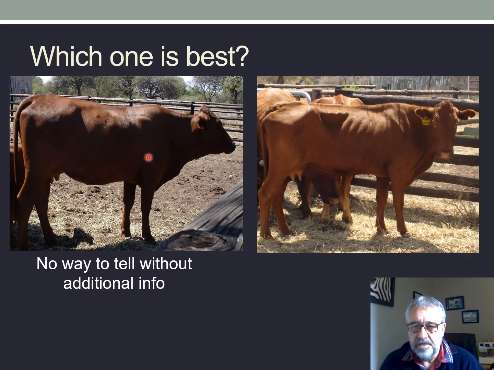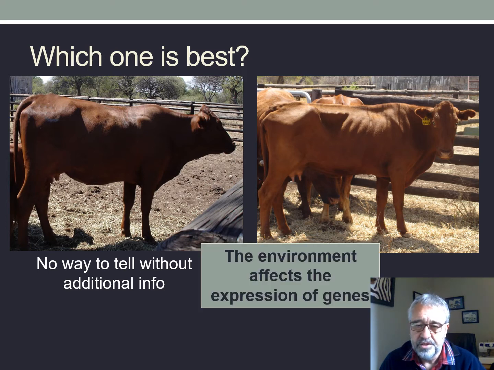Other information available is, what's the age of the cows? Did she just wean the calf or not? Is it a good or a bad year? What is the veld like? What is the feeding like of these two cows? How were they raised? So there are a lot of other questions that need to be answered first before you can just make an assumption as to which cow is the best.